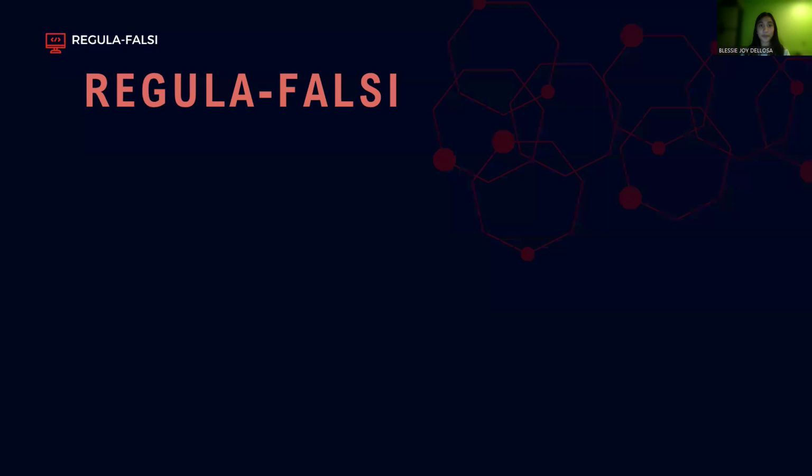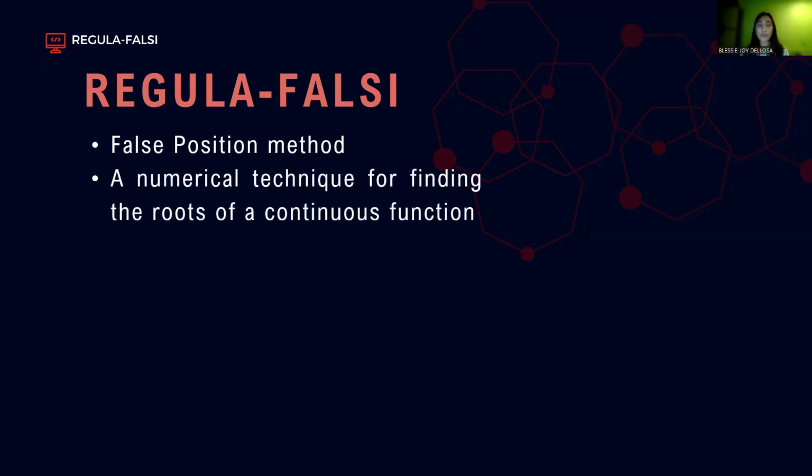Continuing, let's first discuss what Regula-Falsi is, just for context. It is also called the false position method. It is a numerical technique for finding the roots of a continuous function. I am sorry if I'm looking at the right part of the screen, because I have another monitor for me to see it fully.